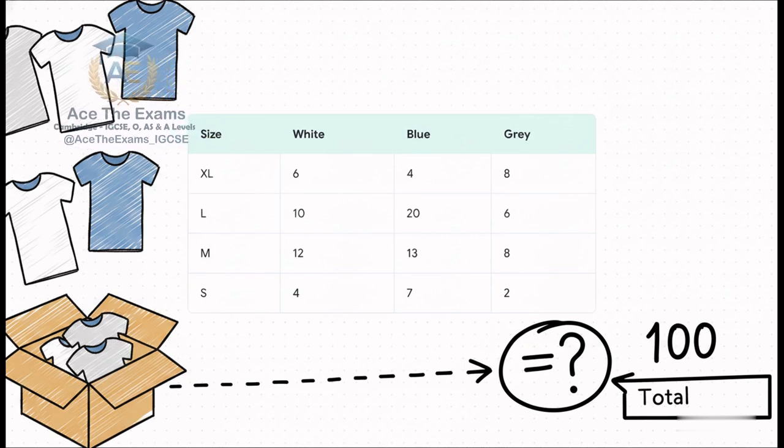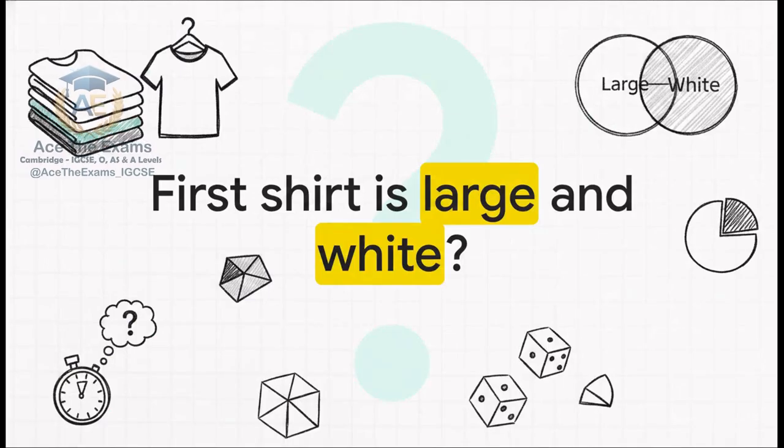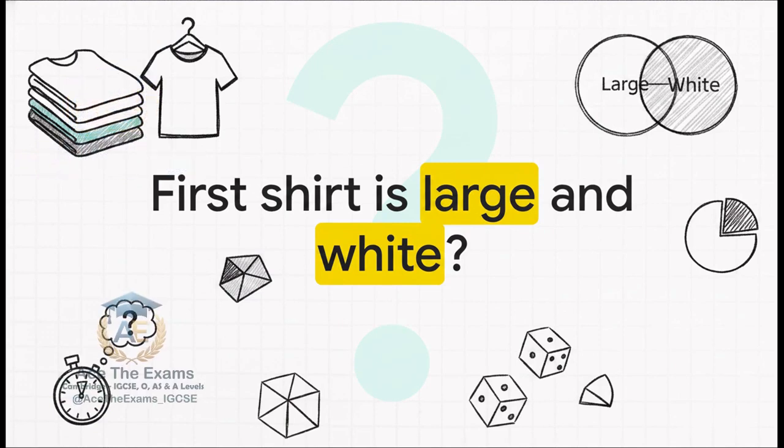Exactly. We sum every single cell to find out exactly how many shirts are in the box. If you tally up all those numbers quickly, you get a grand total of exactly 100 shirts. Our denominator is locked and loaded. Now for Challenge 3, Speed Writing. You have a 30-second mental timer right now. The question is, what is the probability that the first shirt unpacked is large and white?